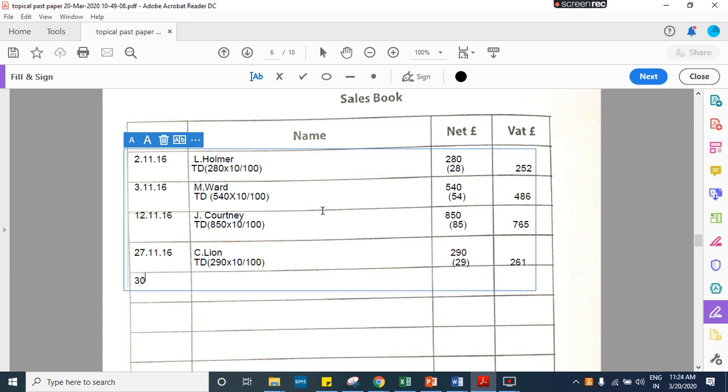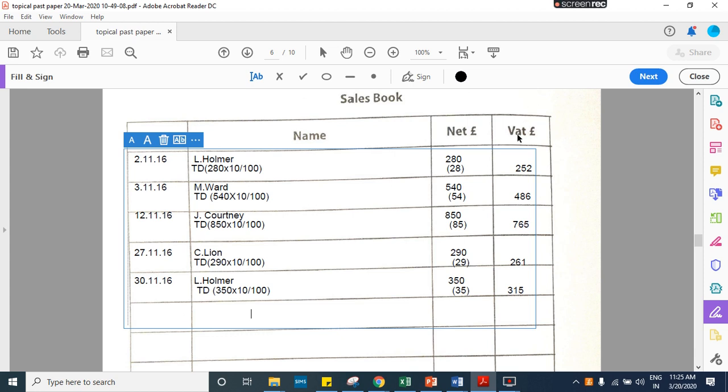The next transaction occurred on 30/11/16, again to L. Palmer, and the amount is 350. And now I'm calculating the trade discount: 350 × 10/100, which gives me 35. 350 take away 35 gives 315. Fine. Now we are done with calculating all the trade discounts and we have found the net value.